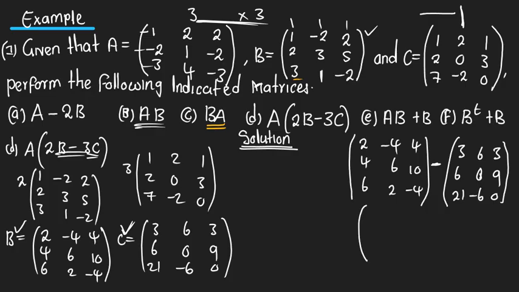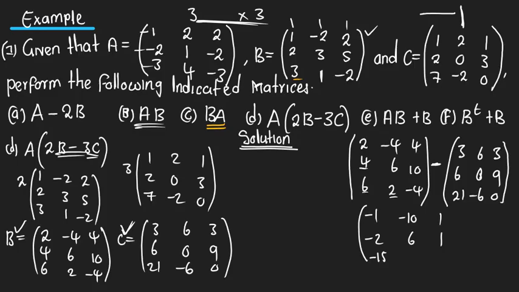Now, to subtract this, we use the same concept that I gave you. 2 minus 3, it's negative 1. Negative 4 minus 6, it's going to be negative 10. 4 minus 3, it's a positive 1. 4 minus 6, it's a negative 2. 6 minus 0, it's a 6. 10 minus 9, it's a 1. 6 minus 21, it's negative 15.